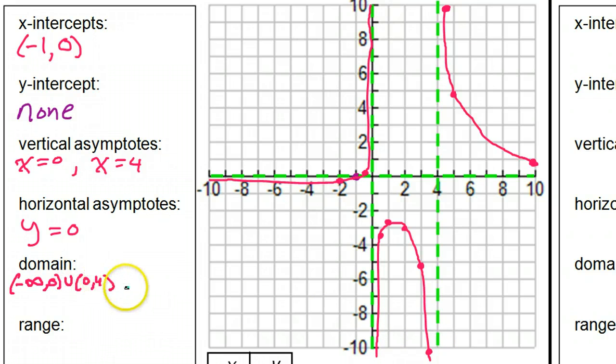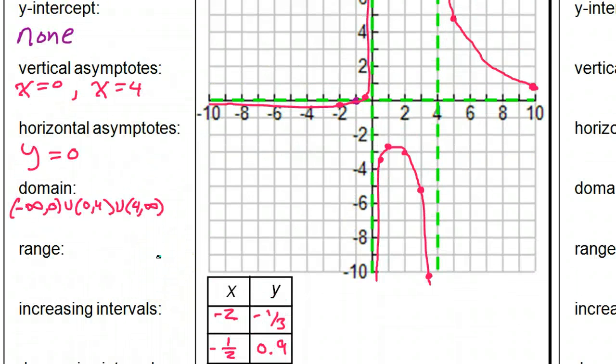I'm writing really small because then I need room for the third branch, which represents all the x values from 4 to infinity. Obviously not including these asymptotes, which is why we're using parentheses and not brackets. So 4 to infinity.